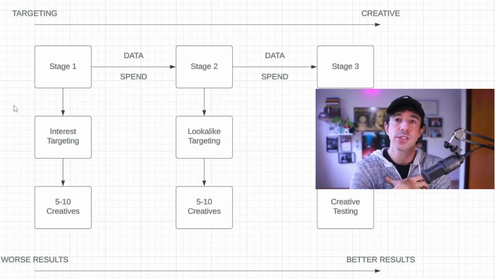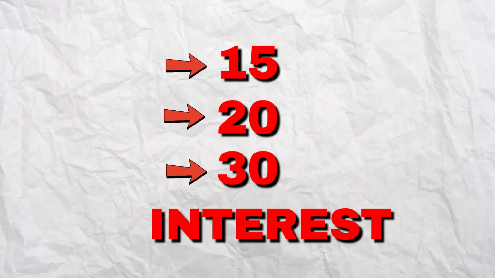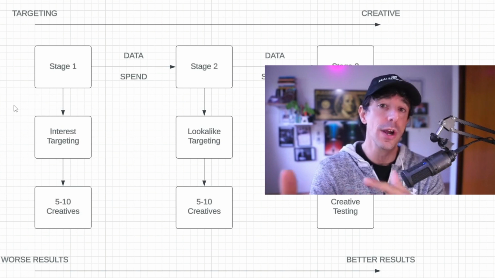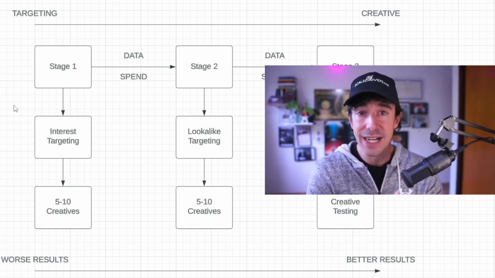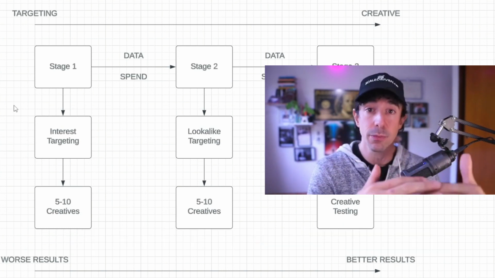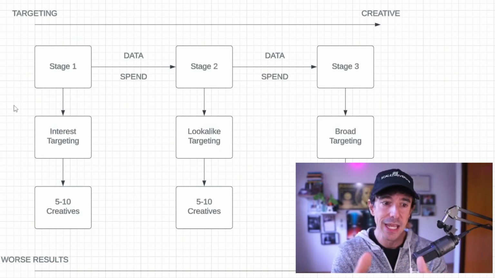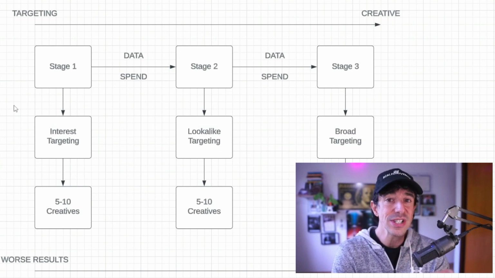So usually at Scale Driven, what we do is we start with 15, 20, 30 different interests, and we run 1 ad set per interest. Again, if you extrapolate this to YouTube, it might be different interests or different channels or different placements. On Twitter, you can do interests as well. On TikTok, you can do interest behaviors. So the stage 1, the first stage of a campaign is always going to be interest targeting.